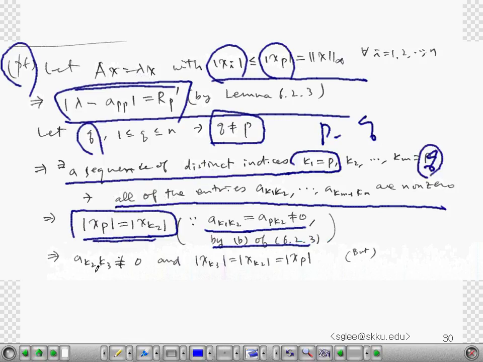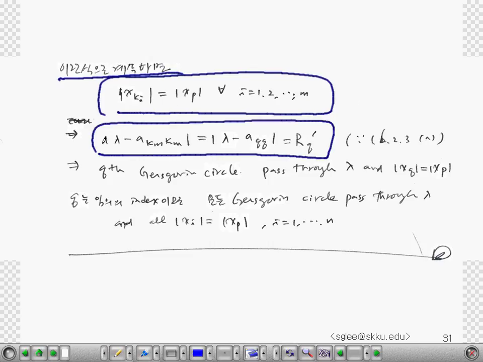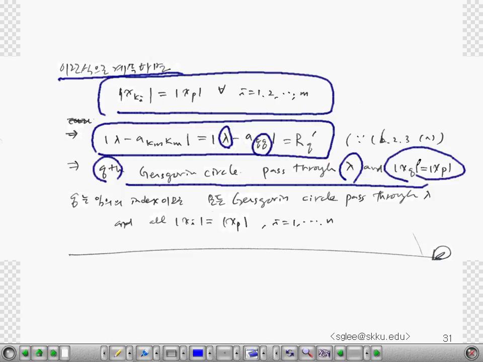If the two are same, then this a_k2 and k3 is not equal to 0, and this k3 and k2's and kp's are all same. But if we continue, this shows all k_i's have the same value as x_p for the absolute value. Then we have this equality to give us the Cauchy-Green circle. What this means is, here's a Q. The lambda is on the Q's Cauchy-Green circle. So this Q's Cauchy-Green circle passes through lambda, and these values are same.